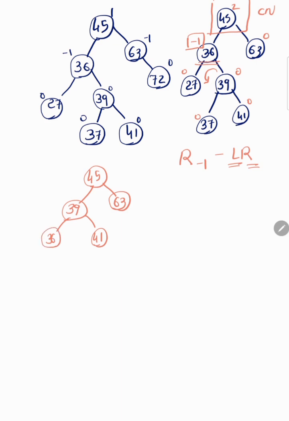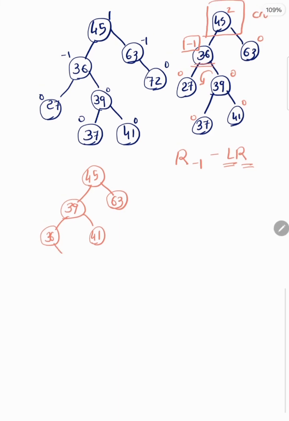Then 36 will become the left child of 39, right? And 37, which was previously the left child of 39, will become the right child of 36. So 37 is here and 27 will remain same. Now this is not done. This is the intermediate step only, right? So this is a middle step. Now you need to rotate your critical node. This is only the first rotation, left rotation. After this you need to rotate your critical node towards the right, right?